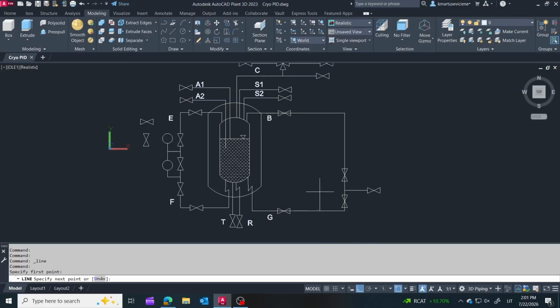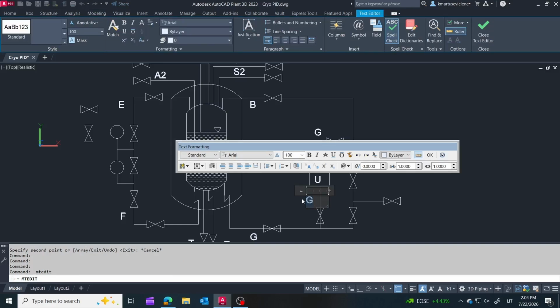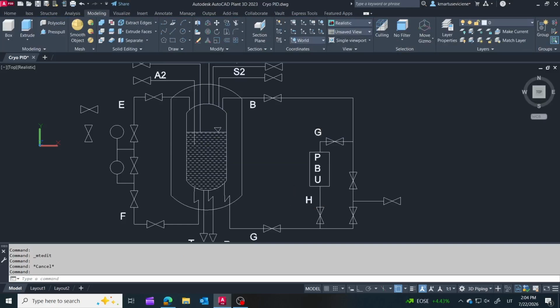Next, I'm adding the pressure building unit connections. Unlike many other storage tanks, a cryogenic tank must actively maintain its operating pressure as liquid nitrogen is withdrawn. That's the purpose of the pressure building unit. Liquid nitrogen from the bottom of the tank goes to the pressure building unit. Inside the pressure building vaporizer, the liquid is warmed and converted into gaseous nitrogen. The gas then returns to the tank through the B nozzle, increasing the pressure in the vapor space and maintaining a stable operating pressure.